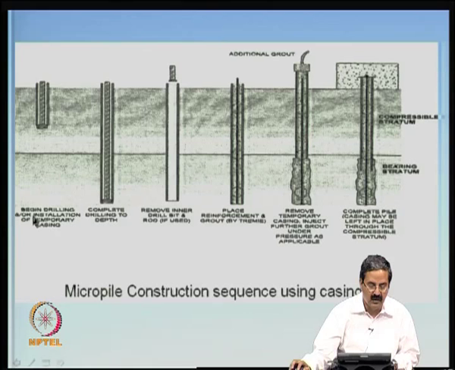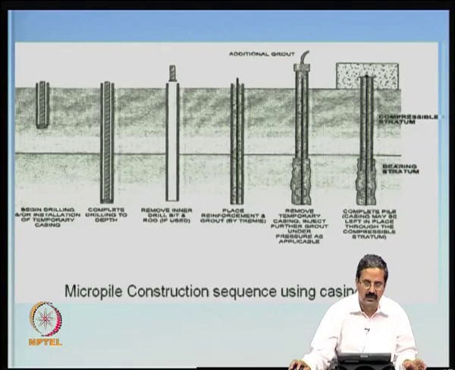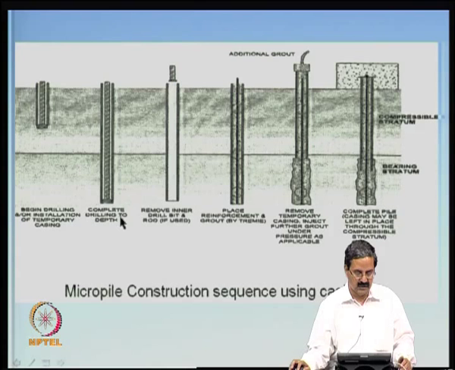Begin drilling or installation of the temporary casing. You have a temporary casing, sometimes outside, so that it should not collapse. Casing is required when you are trying to make a borehole, to see that the borehole does not collapse. So, go to the required depth, then remove the inner drill bit and the rod. Like we have seen in a couple of techniques, you use a drill bit to go to a particular depth. So, what we do is remove that, then place the reinforcement and grout by trimming. So, you put some reinforcement rod and put grout. So, this becomes the micropile.